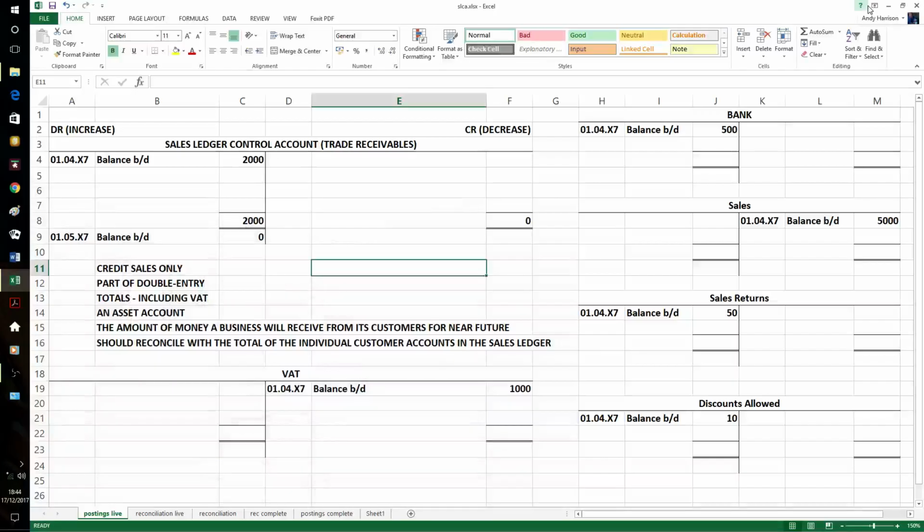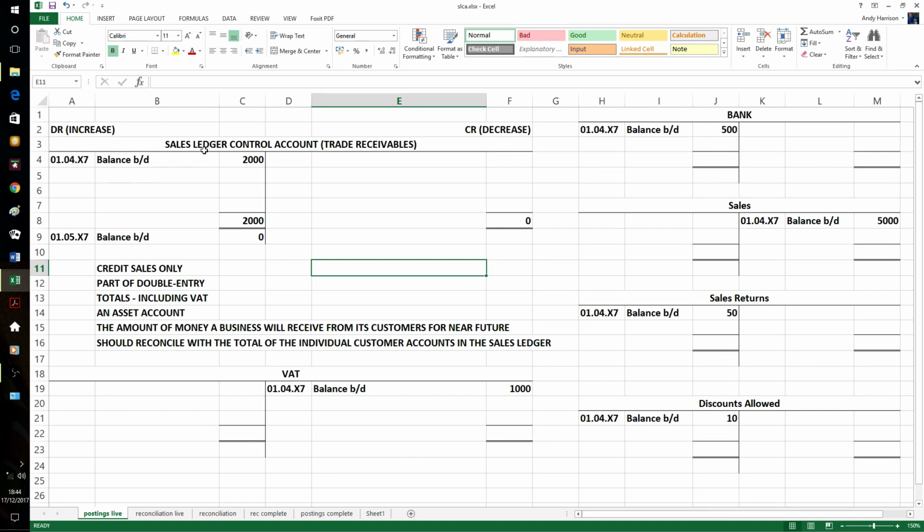Accounts people, time to have a look at sales ledger control account. We're going to have a look at the postings on this template, and then using the same figures from our control account we're going to reconcile it with our individual customers. So we have our sales ledger control account here.